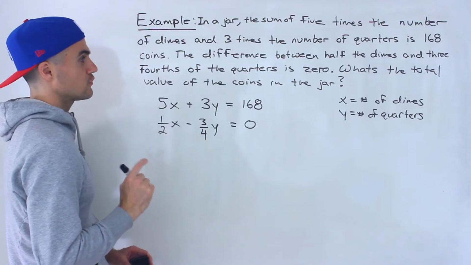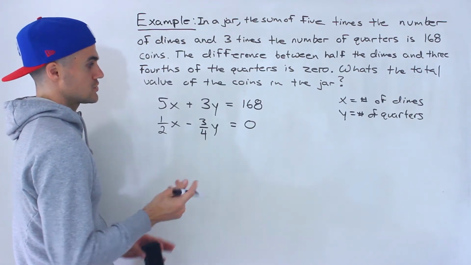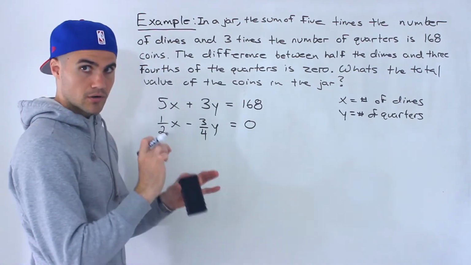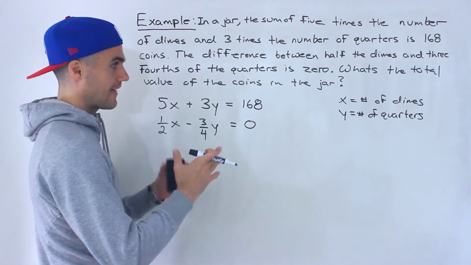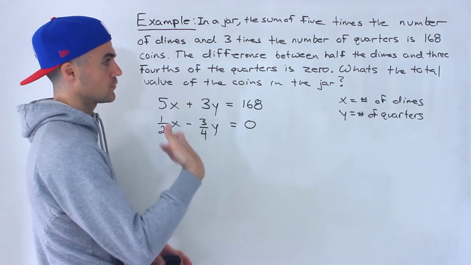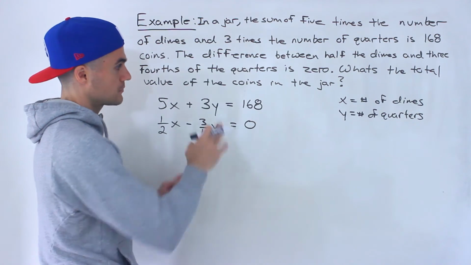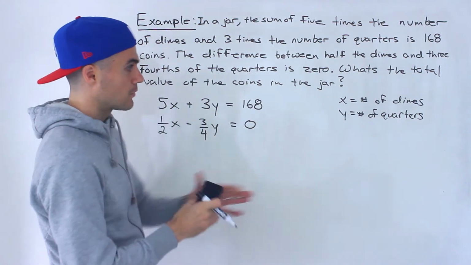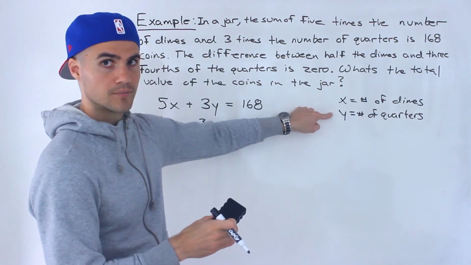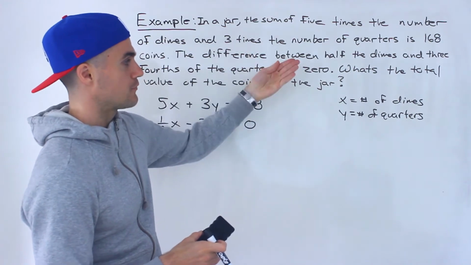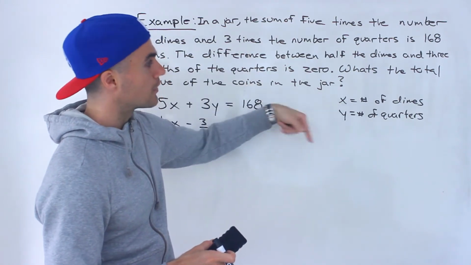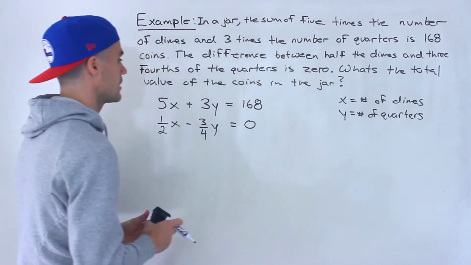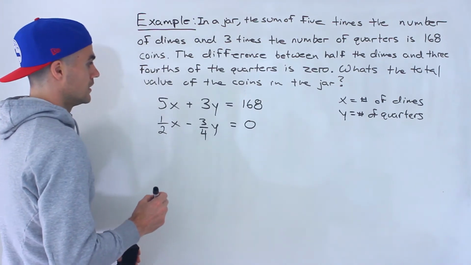And then we're asked, what's the total value of the coins in the jar? So notice first that we have to solve for the number of each coin. And then once we know the number of each coin, we can get the total value. Now, some questions may just ask for the number of each type of coin. But this question is going a step further. So first we have to solve for the number and then calculate the value.